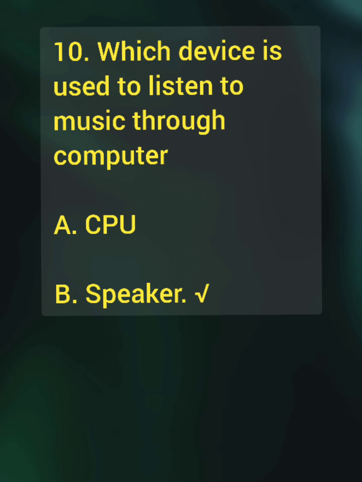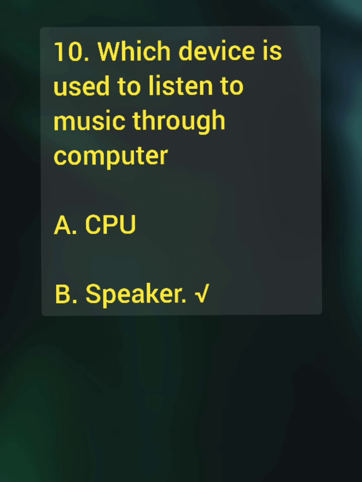Identify what a computer cannot do. A, store data. B, make decision. And the answer is B, make decision. Which symbol is used for multiplication in computer? Option A or option B? And the answer is option A. The monitor of a computer is also called A, television, B, screen. The answer is B, screen.